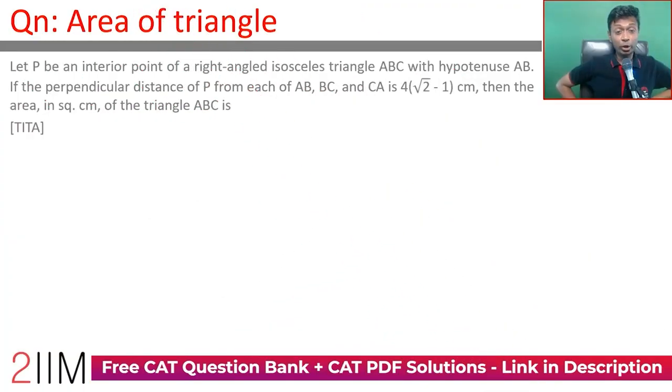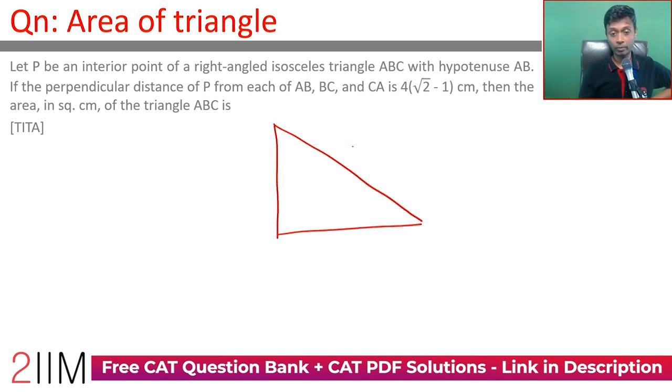Let P be an interior point of a right isosceles triangle ABC with hypotenuse AB. And the hypotenuse is AB. This is A, B, C. These two are equal. This is 45. This is 45. The perpendicular distance of P from each of AB, BC and CA is equal, and each time it is 4 into root 2 minus 1.